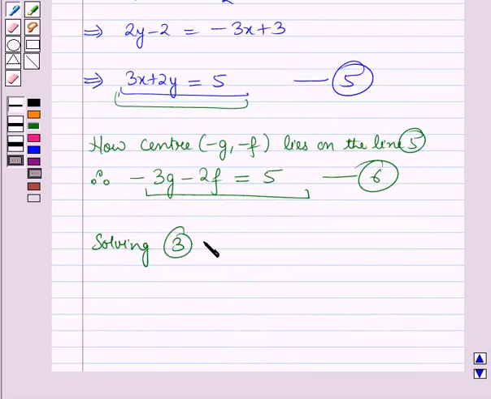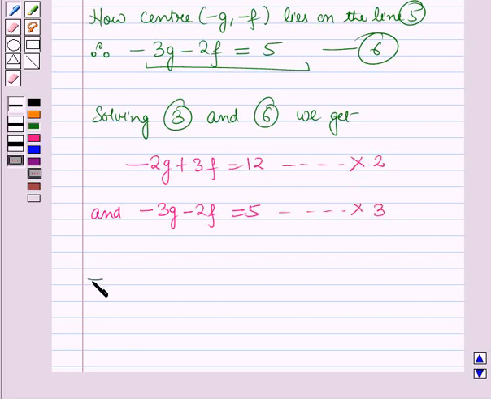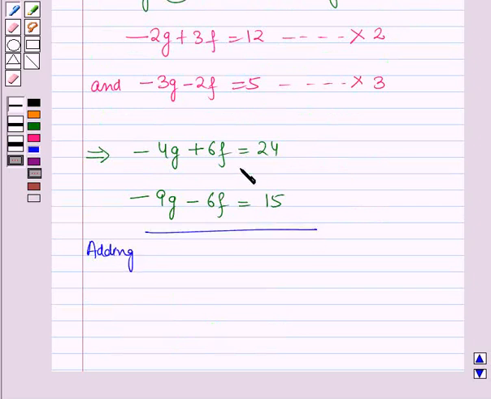So solving equation number 3 and 6, we get -2g + 3f = 12 and -3g - 2f = 5. Now multiplying this equation with 2 and this equation with 3, this implies -4g + 6f = 24 and -9g - 6f = 15. Now adding these two equations, we get -13g, these terms will be cancelled, = 39, which implies g is equal to -3.